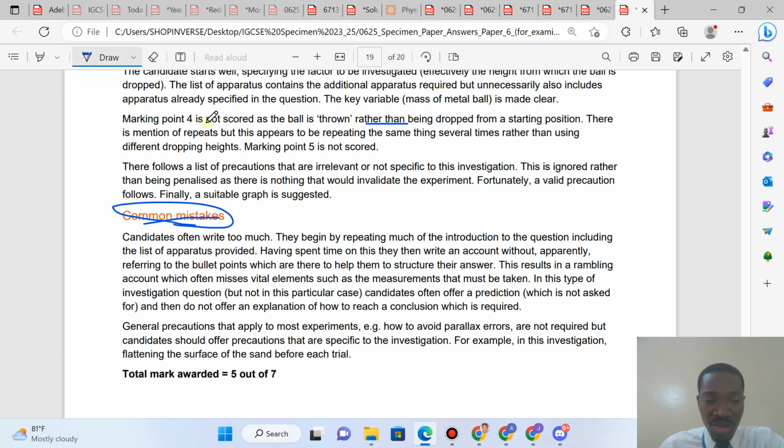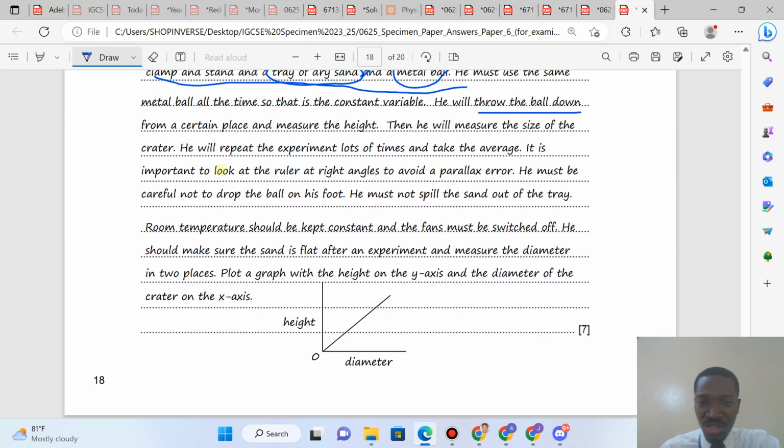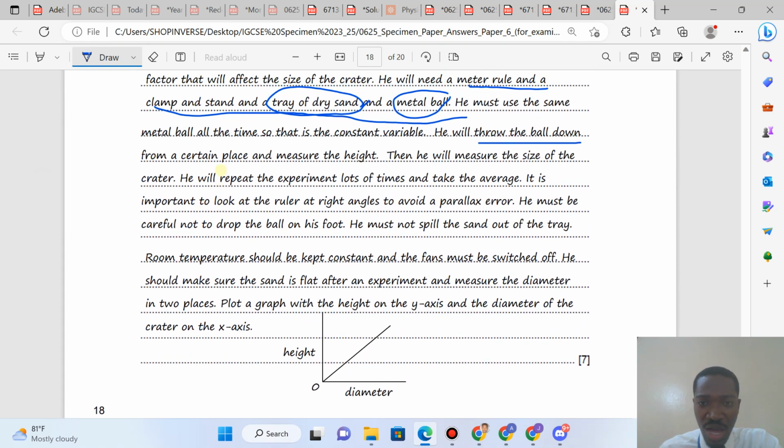You talked about the mistake he made. He said he will throw, and that is not correct. He was supposed to say the ball was being dropped from a certain height. So you must use the correct tenses, the correct verb. It's clear, right? Good. Also, what about your precaution? List of precautions that are irrelevant or not specific to this investigation. So when you are stating your precaution, it must be very important. It must be relevant to the investigation at hand.